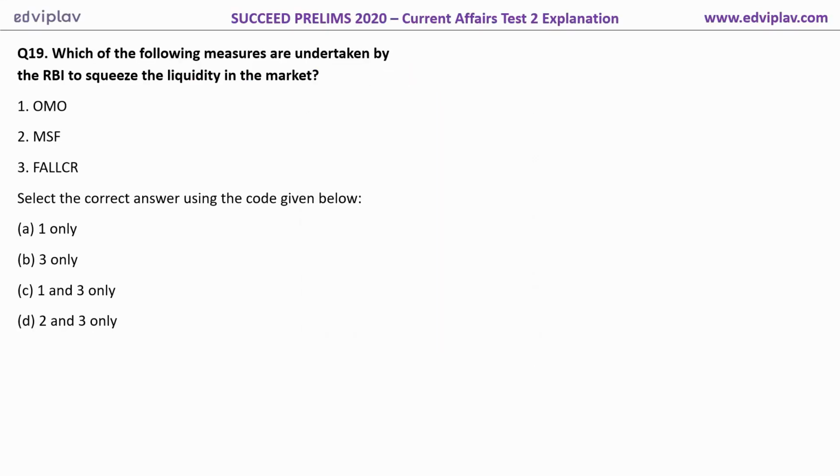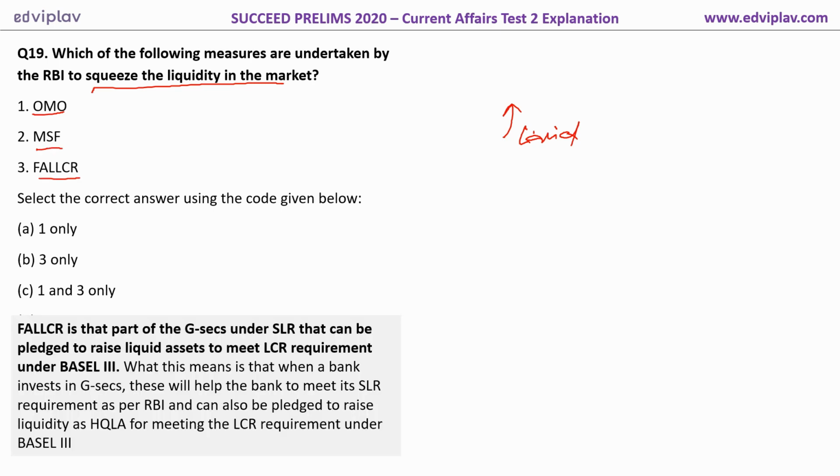Which of the following measures are taken by RBI to squeeze the liquidity in the market? So actually, to squeeze the liquidity, what does that exactly mean? That is to suck out liquid from the market, from the public. So squeezing is sucking out. So open market operations, MSF and FALCR, okay. So open market operations is what?